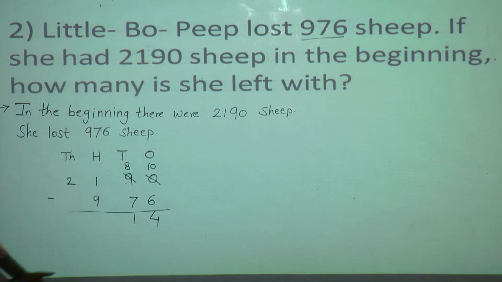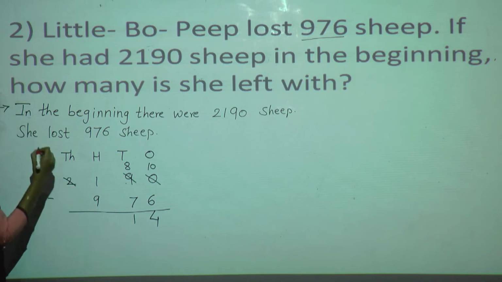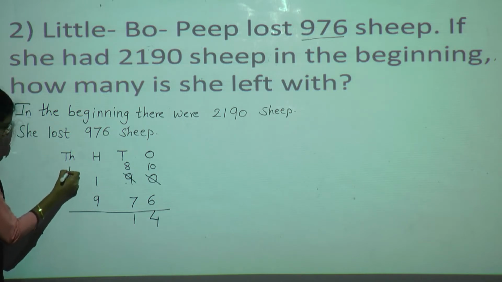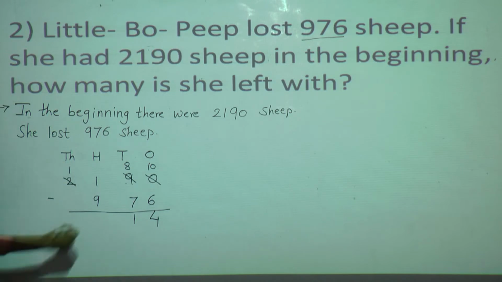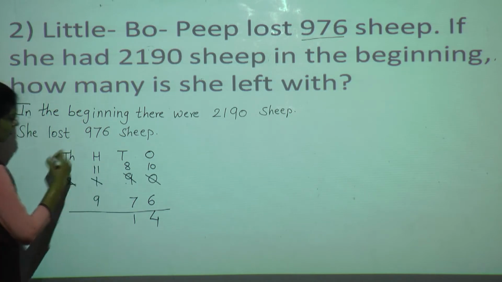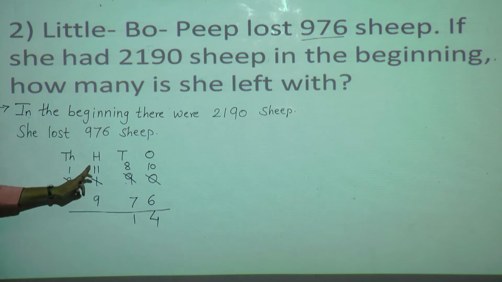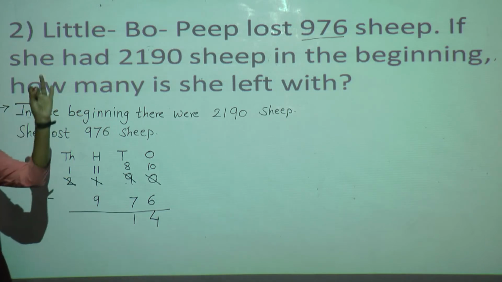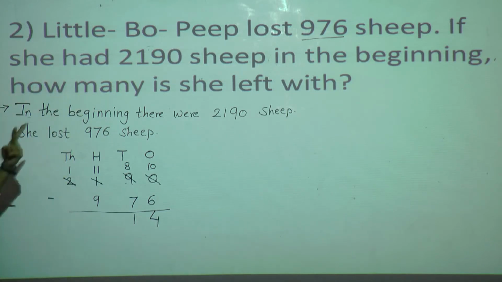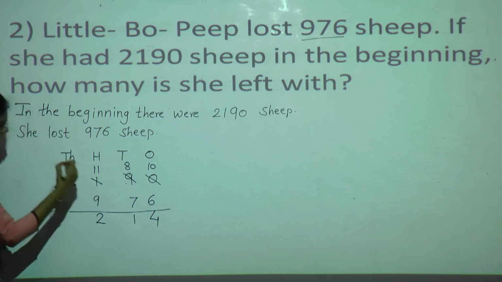Then what will we do? Yes, we will move to the neighbor. Now who is the neighbor of 100? 1000 is the neighbor of 100. So we will take 1 borrow from this thousands place. Here 2 minus 1, here 1 will remain and this 1 will become 11. Now do the subtraction. 11 minus 9, after 9 count your fingers till 11. 10, 11. 11 minus 9, 2. So write 2 at hundreds place.